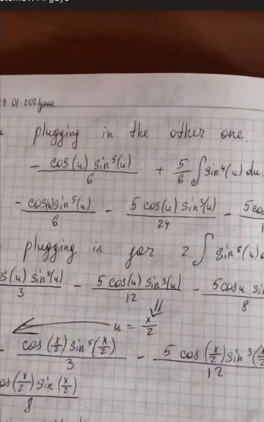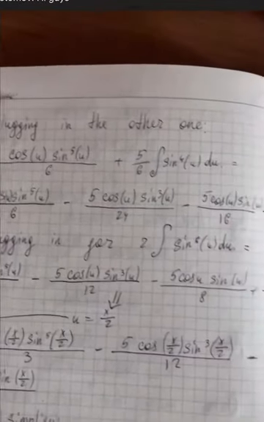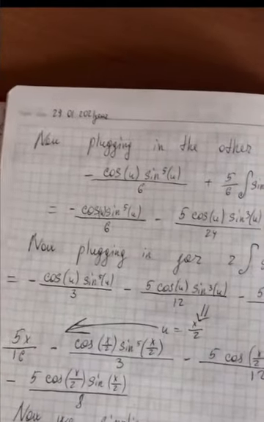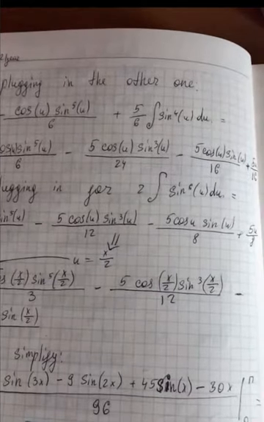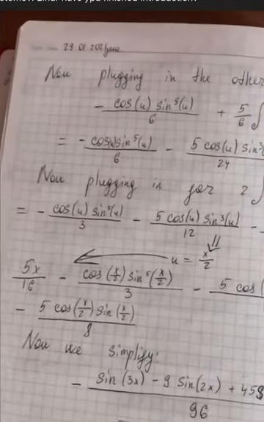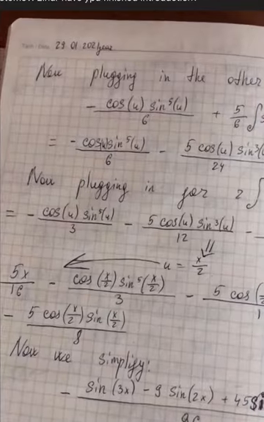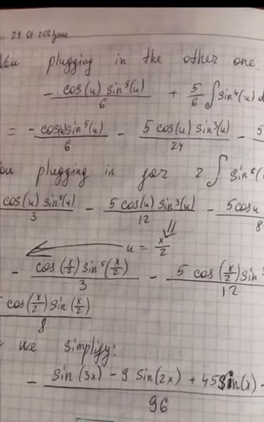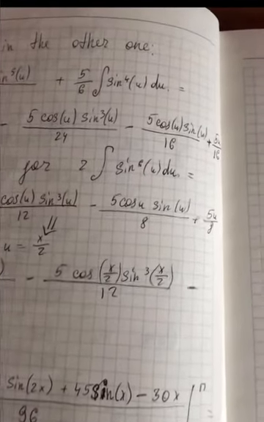So minus cosine u sine raised to 5 u divided by 6 plus 5 divided by 6 times the integral of sine raised to 4 u du. We get this result. Look at this one, it's actually quite big as well. And then we plug in for the integral of sine raised to 6 u du. We have minus cosine u sine raised to 5 u divided by 3 minus 5 cosine u sine cubed u divided by 12 minus 5 cosine u sine u divided by 8 plus 5u divided by 8.